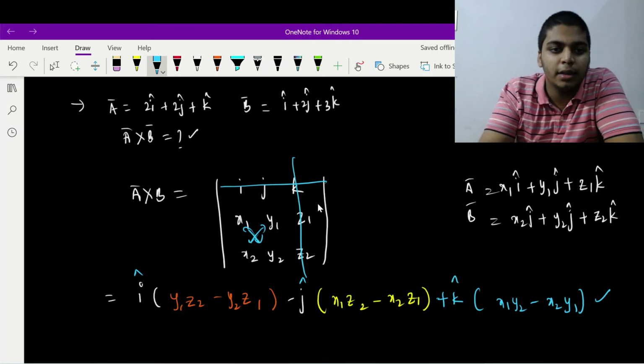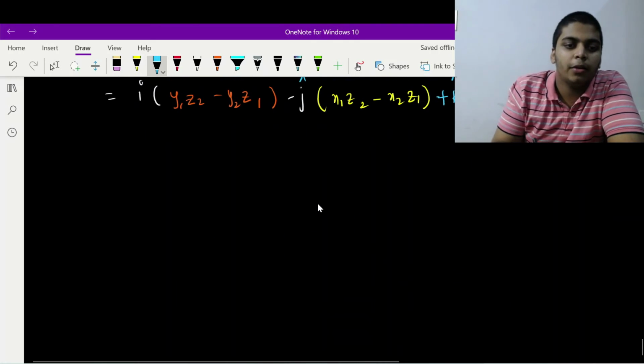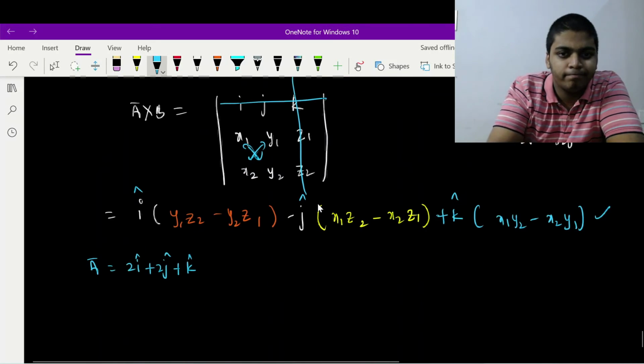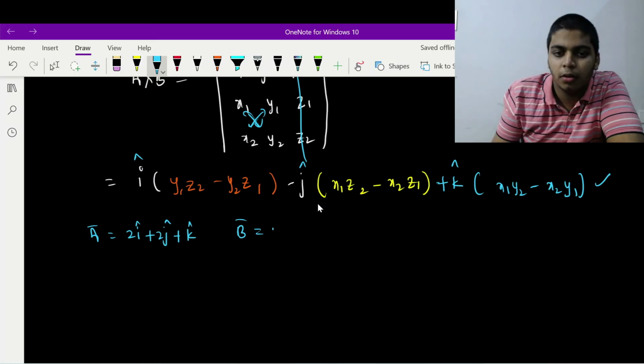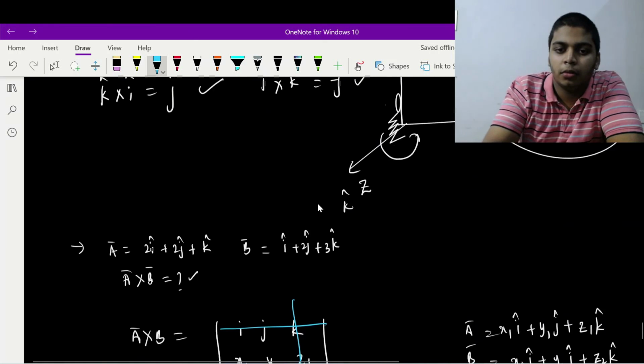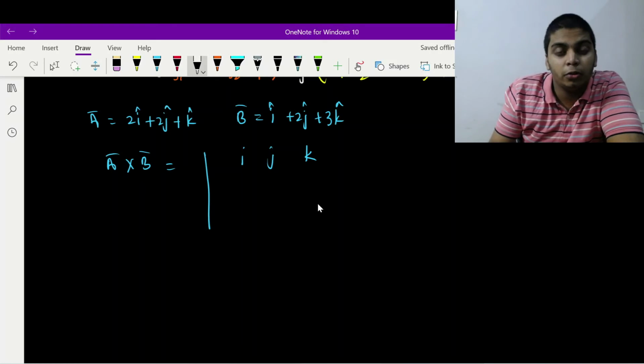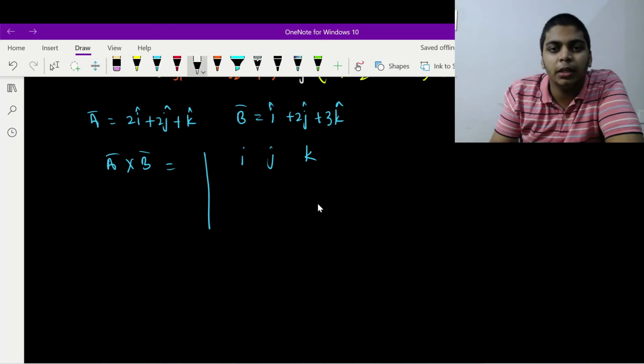Now we'll try the same for the above case. My a bar was 2 i cap plus 2 j cap plus k cap, and my b bar was i cap plus 2 j cap plus 3 k cap. Yeah, it's correct. So now I'll cross a with b, and your a cross b is nothing but the determinant of i, j and k. If you're new to this, opening the determinant might be a bit clumsy, but on trying one or two problems, you'll get used to it.